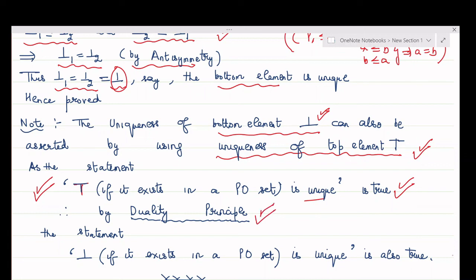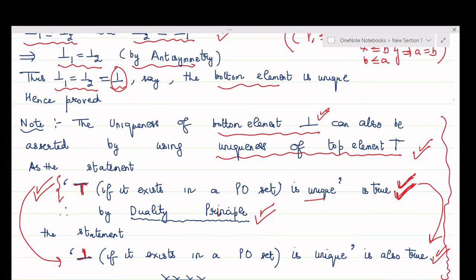And again, we already know that for partially ordered sets, or PO sets, there is a principle of duality, that if a statement is true in PO sets, then its dual statement is also true in all PO sets. So since this statement is true, the dual of it will also be true. Capital T, if it exists in a PO set, is unique, so the dual statement replaces capital T by inverted T: inverted T, if it exists in a PO set, is unique. This is also true, which is the dual statement by the principle of duality. So this note, which uses the principle of duality, establishes the uniqueness of the bottom element by using the uniqueness of the top element. So that was all about bottom and top element.